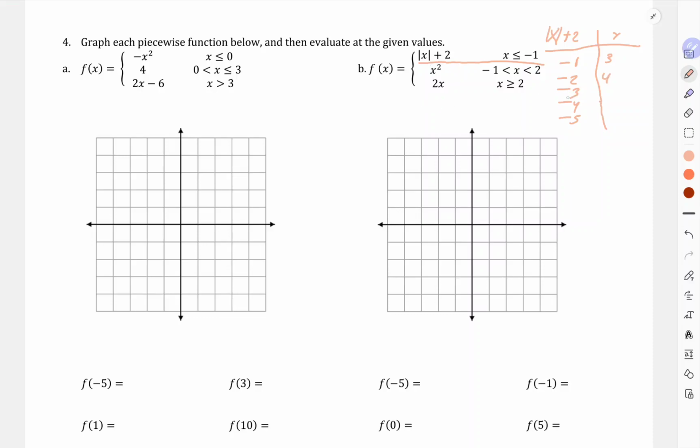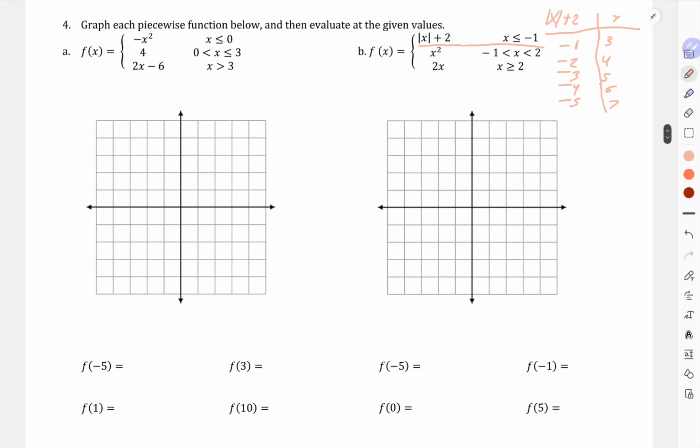So now you put it here, and now you bring the -3, you plug it in, and when you plug that in, it becomes positive because absolute value always makes the numbers positive. So it's just 3 plus 2, which is 5, right? And then -4 goes in there, 6, -5 goes in here, and that becomes 7. There we go. All right, we got a full setup.